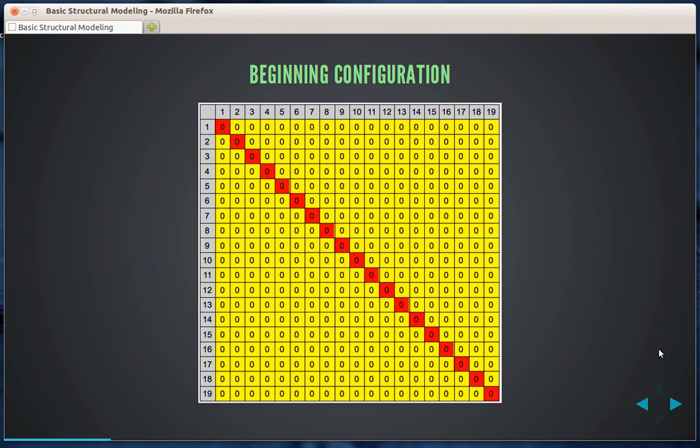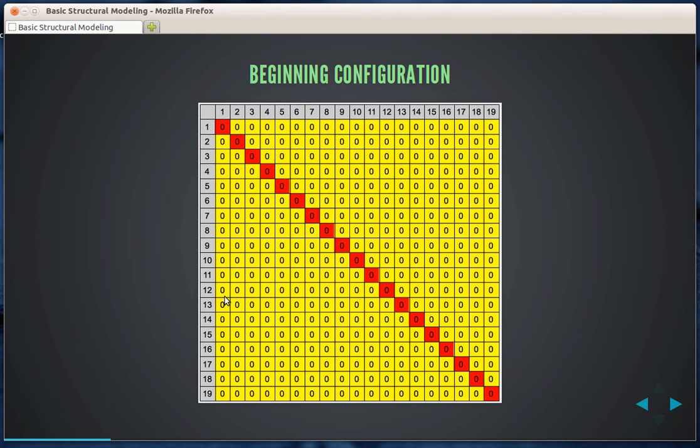So this is the beginning configuration. We have 19 cities, on a self-interaction matrix, and the matrix is completely filled with zeros because we have no empirical information about the cities' ordering. We know we have a set of cities, 19 of them, but we really don't know how they're ordered. Now the yellow background on the zeros means unknown. It means we have no data about the relationship between these two items in the set.